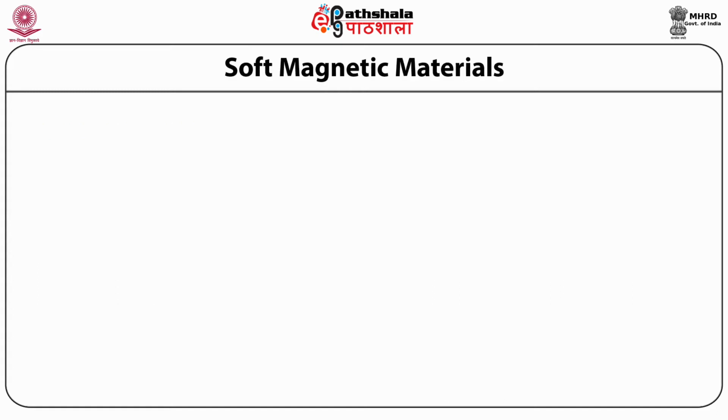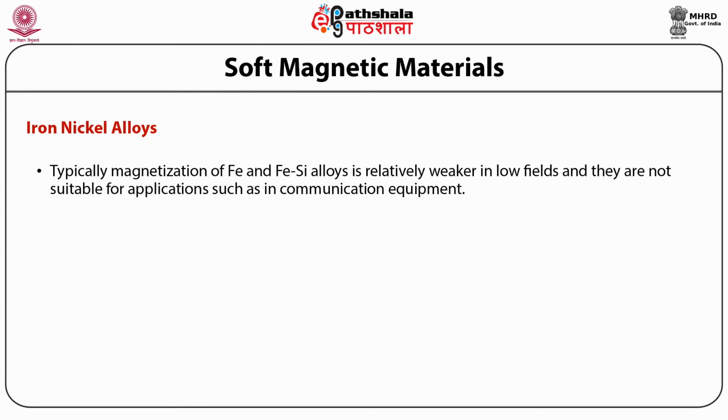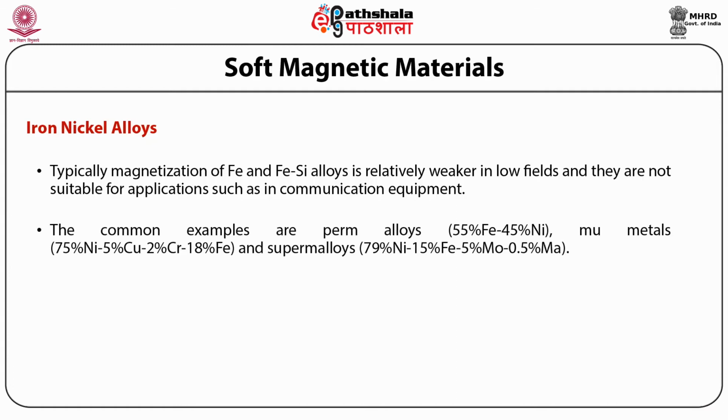So students, let us discuss the second soft magnetic material, the iron nickel alloy. Typically, magnetization of iron and iron silicon alloys is relatively weaker in low fields and they are not suitable for applications such as in communication equipment. The common examples are permalloys, mu metals, and supermalloys.